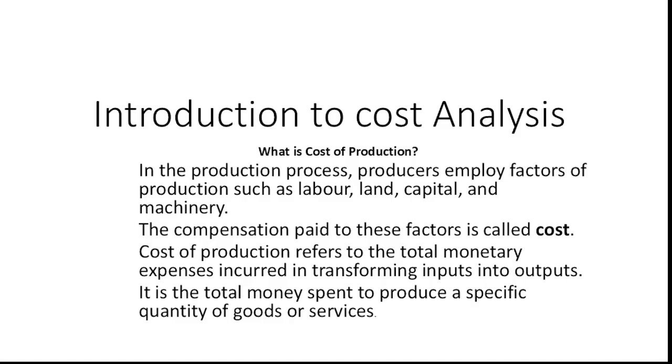In any production process, the producer employs factors of production such as labor, land, capital, machinery, and raw materials. The compensation paid to these factors is called cost. These factor inputs have to be compensated by the producer in the production of a commodity. This compensation is called cost.